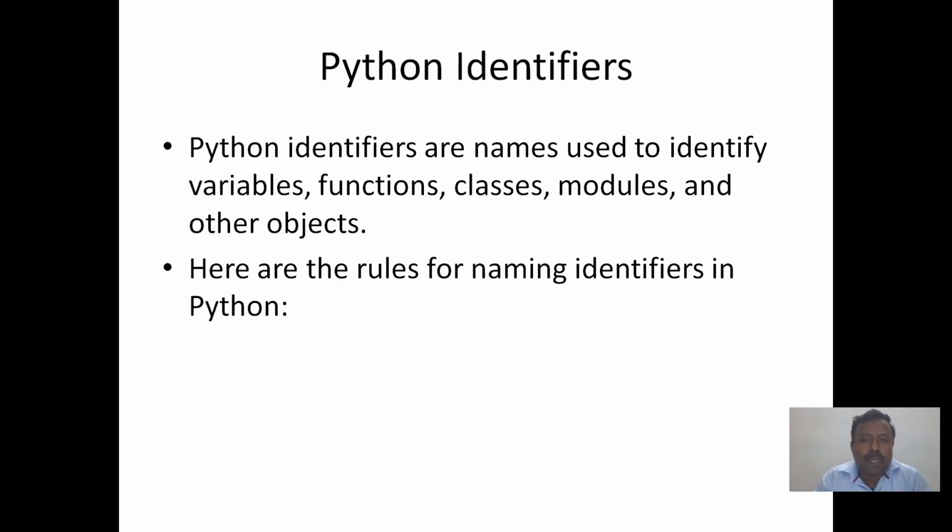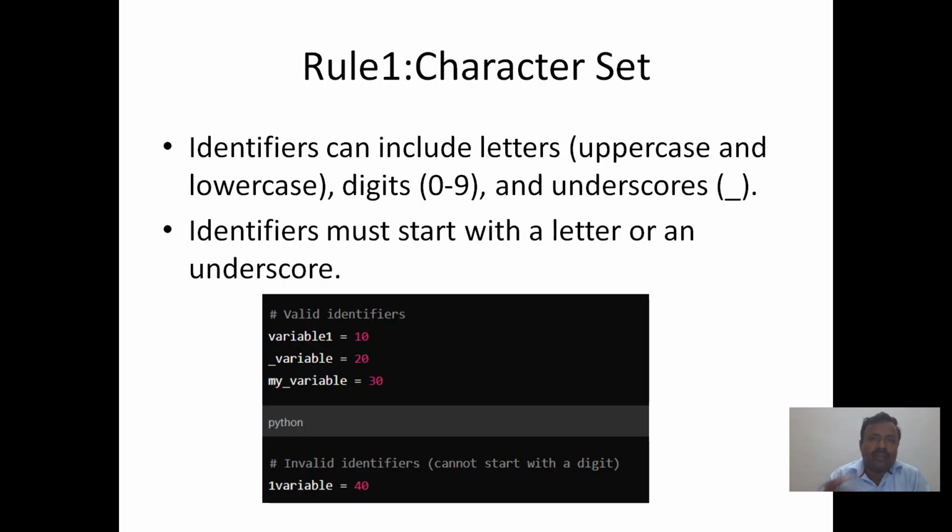Let us discuss, one by one, what sort of rules there are in naming identifiers in Python. The first rule is the character set. Whatever identifier you are formulating can include letters: small a to z, capital A to Z, digits 0 to 9, and underscore. These are the valid character set that you can use when naming the identifier.